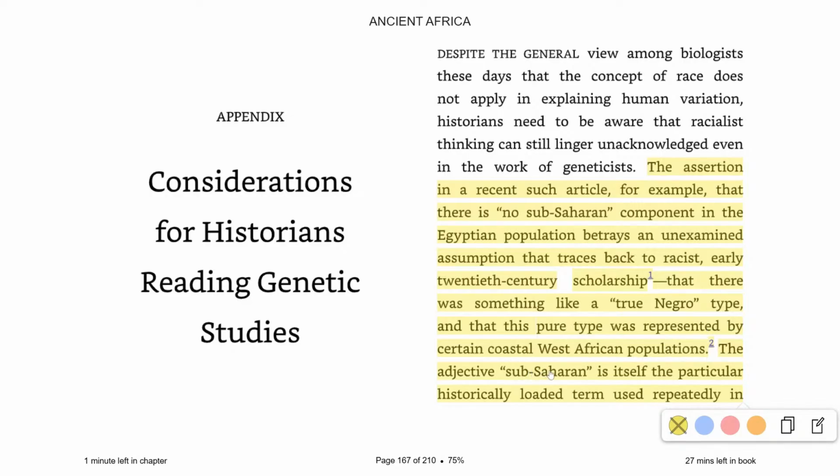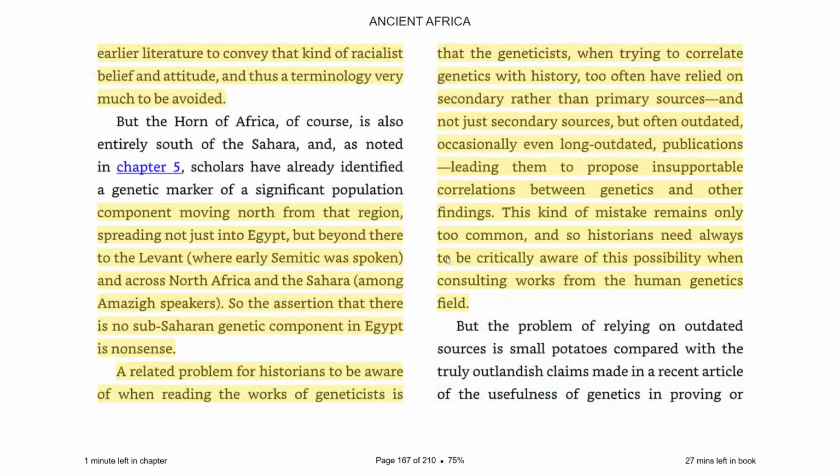The adjective sub-Saharan is itself a particular historically loaded term used repeatedly in earlier literature to convey that kind of racialist belief and attitude, and thus a terminology very much to be avoided. All right. So sub-Saharan African or being sub-Saharan should be avoided, even though to date, geneticists still use the term. They are not stopping in using this term. Okay. Now, let's continue. But the Horn of Africa, of course, is also entirely south of the Sahara. So that will be considered sub-Saharan Africa.